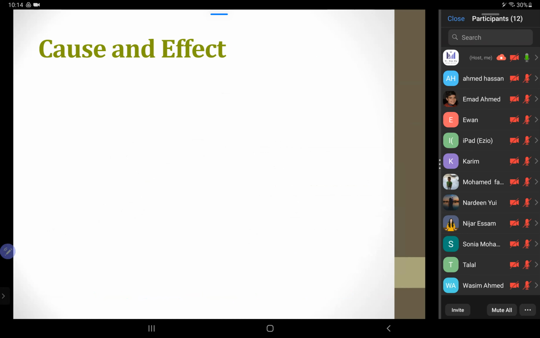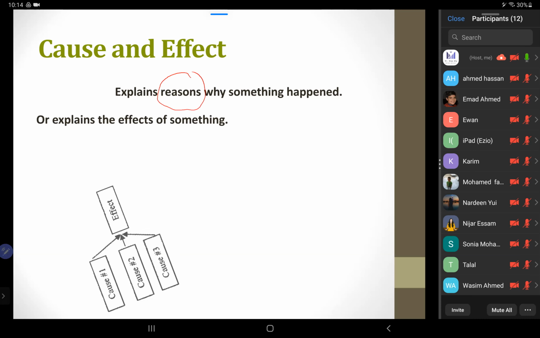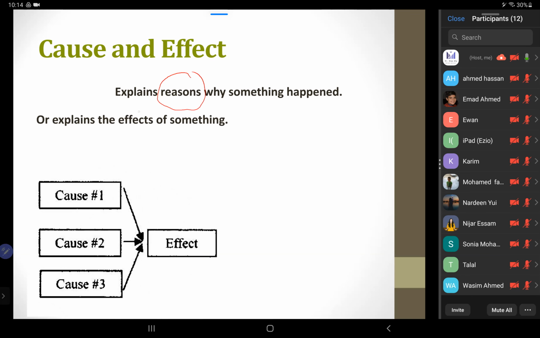Cause and effect. Remember, cause and effect: because he reads a lot, he gets good grades in reading. Because he does sports daily, he is an athlete, or in good shape at least. So mainly it's discussing reasons, or why something happens, or explaining the effects of something, not just reasons. So the keywords here are reasons and effects.